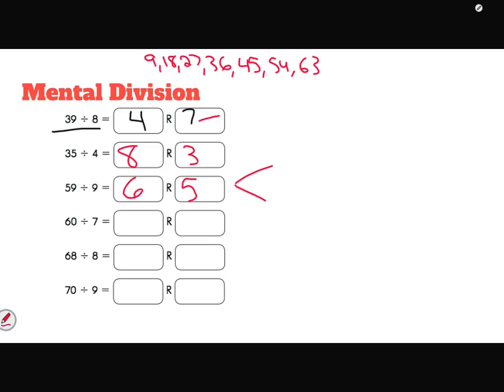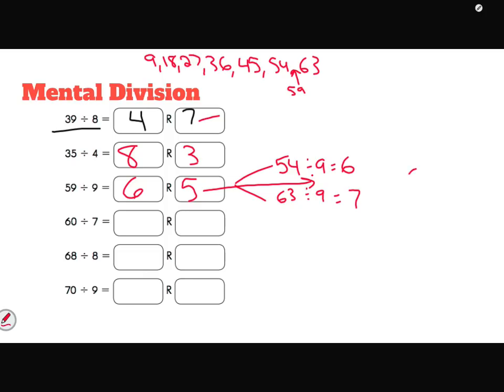Now what I'm going to do is check the related facts. I know that 59 falls in between 54 and 63. So I'm going to pick those two numbers as my anchors. So I'm going to do 54 divided by 9, which gets me to 6. And I'm going to do 63 divided by 9, which gets me 7. And I can see that my actual answer falls in between those, which makes sense.